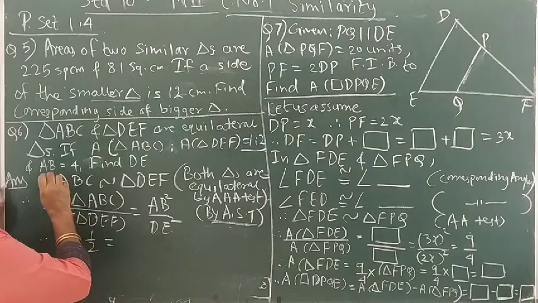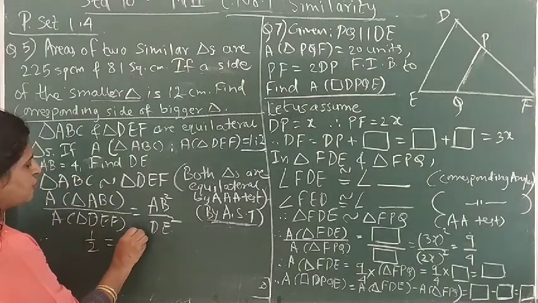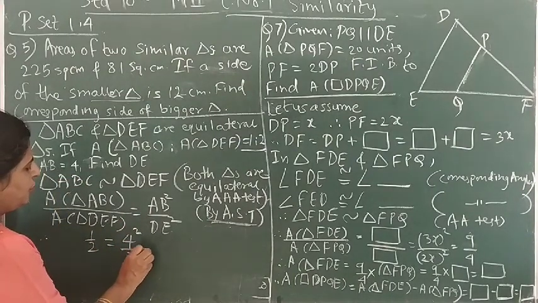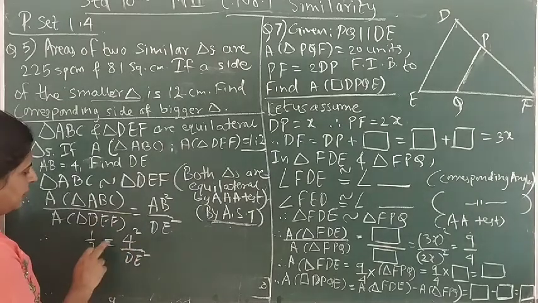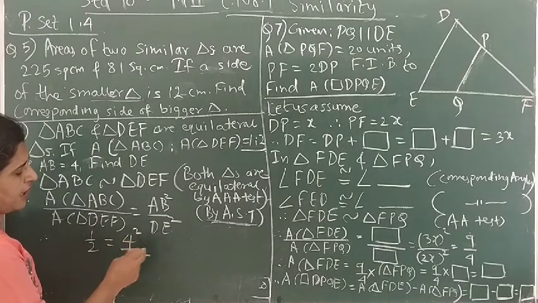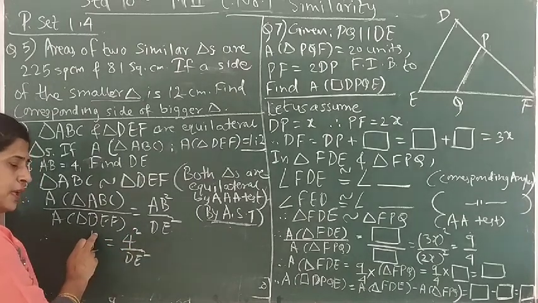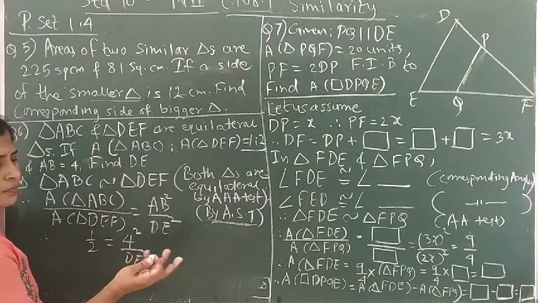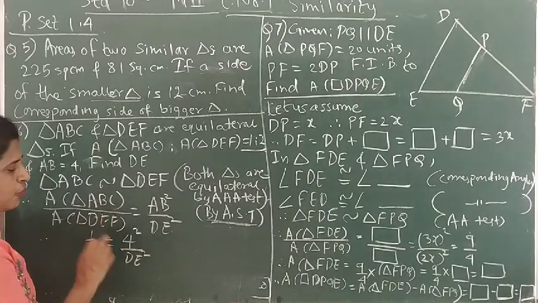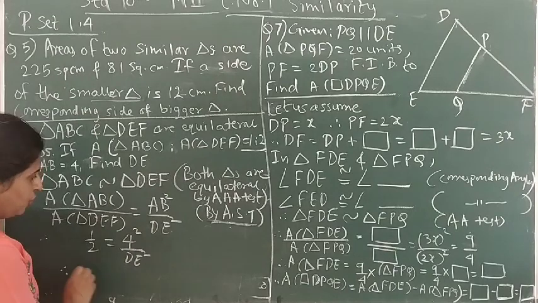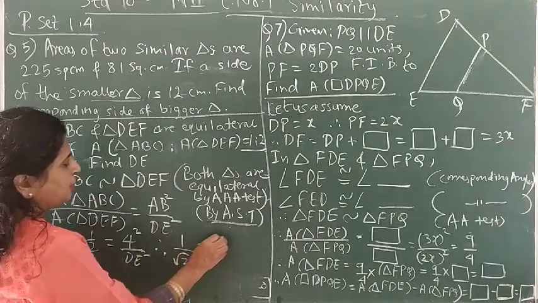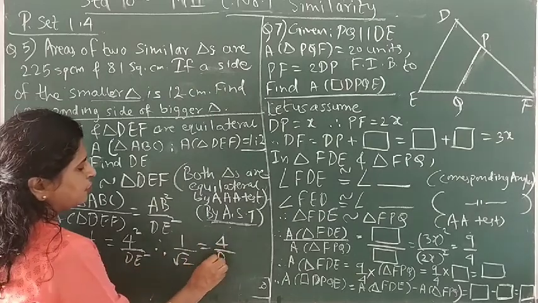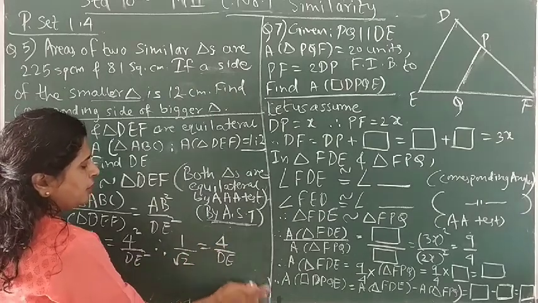What is AB? AB is given to us as 4. So it is 4 square upon DE square, which we don't know. Now wherever possible we have taken the square root. But here you can see we can take square roots of the right side. Square root of 4 square is 4. Square root of DE square is DE. Square root of 1 is 1. But what about 2? It's not a perfect square. So we can take the square root of 2. So let's take square roots of both sides. We get 1 upon square root of 2 is equal to 4 upon DE.